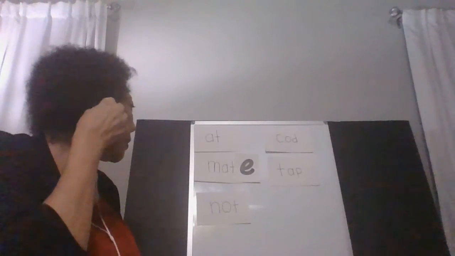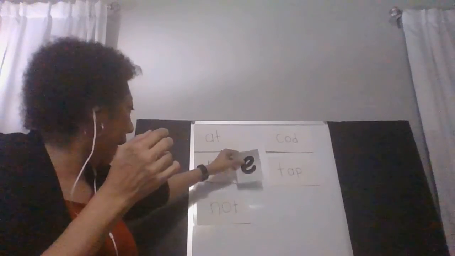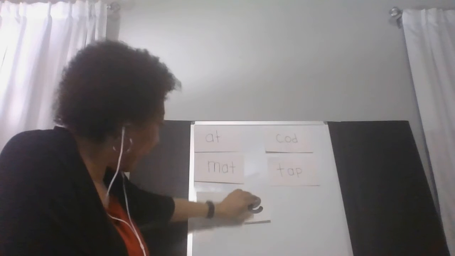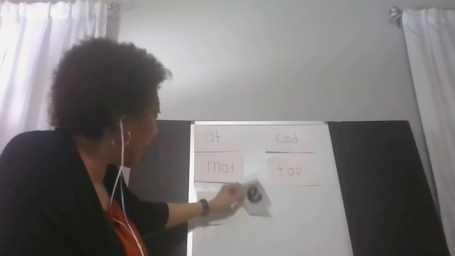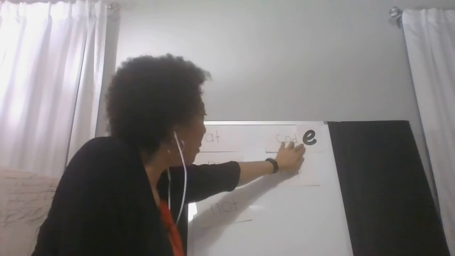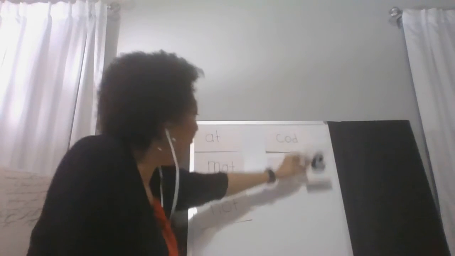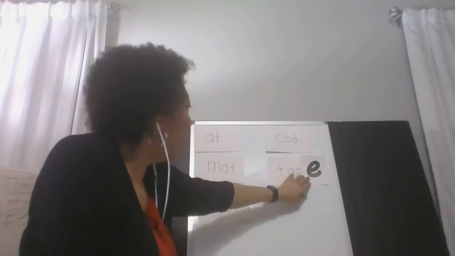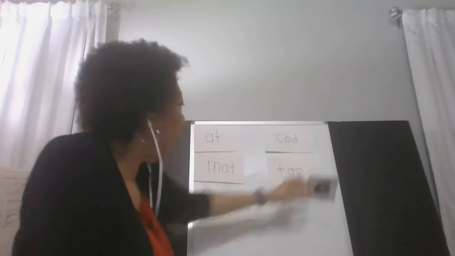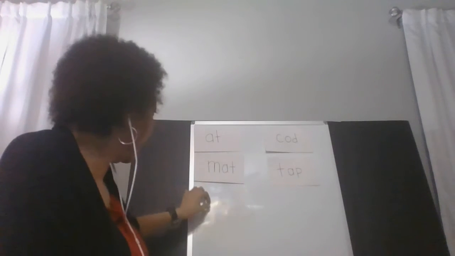Mat becomes mate. And again, you hear the long vowel, the A says its name. Not becomes note. Again, the long vowel, you hear the O says its name. Next, cod becomes code. Long vowel says its name. You hear the O. And finally, tap becomes tape. Again, you hear the A. Long vowels say their name.